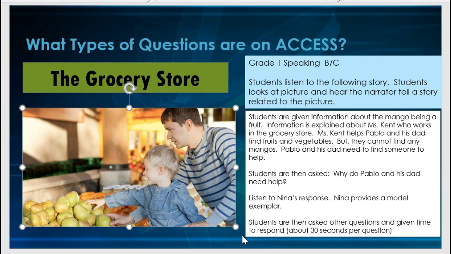In this particular item, students are going to be listening to a narrator tell about a grocery store, about an interaction between Pablo and his dad at the grocery store. The narrator is going to present the information as students are looking at the pictures on the screen. And then students are going to be asked, why do Pablo and his dad need help?